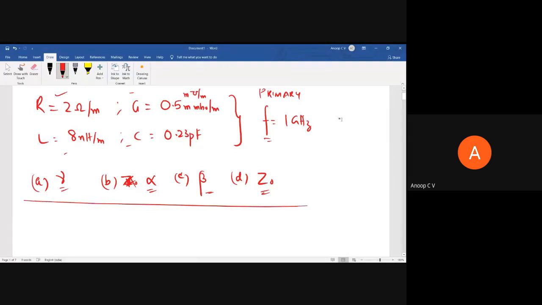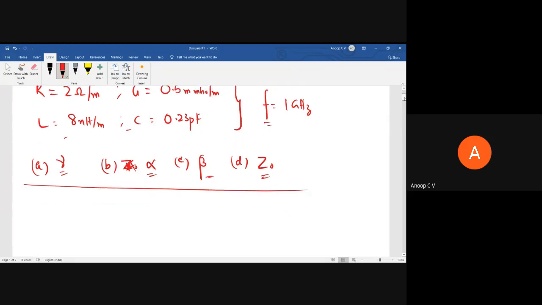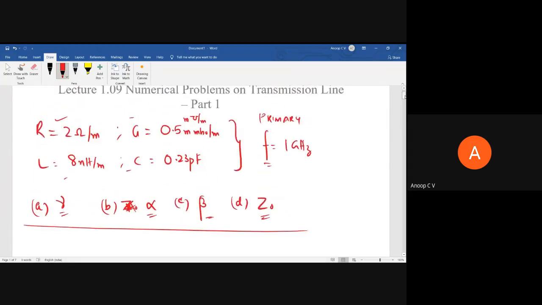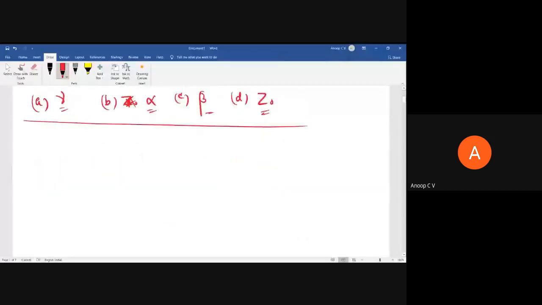So we know how gamma, alpha, and beta are defined. I think all of you have taken down these values. Please do take down these values. I'm just scrolling down. I hope all of you have taken it down. R is 2 ohm per meter, G is 0.5 millimho per meter, L is 8 nanohenry per meter, and C is 0.23 picofarad per meter. Also, frequency is 1 gigahertz. Now we have to find gamma. The first one is finding gamma.